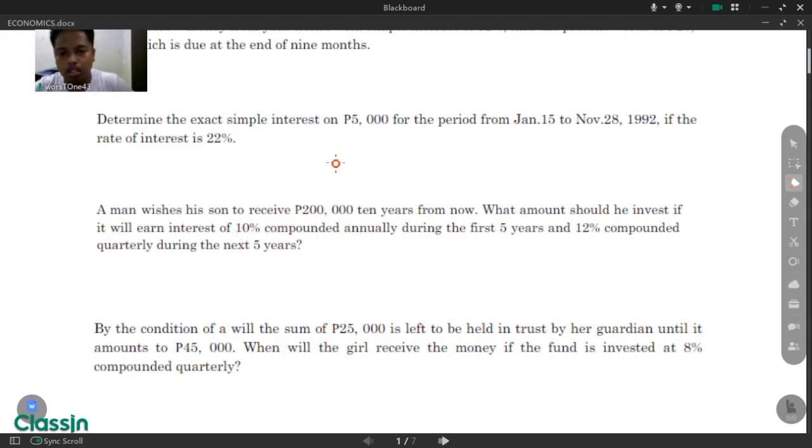So it's just actually one. Okay, and we have 5 years times compounded quarterly, so that will be 4. So compounded 5 times 4, hence we will have 20 as our exponent to the formula. Okay, and 200,000 as our future value. So what amount should he invest if it will earn interest? We'll be finding the present worth.